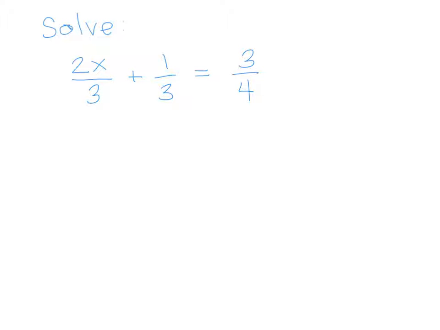Typically what I like to do is eliminate the fractions. So you want to look at the 3 denominators. In the denominators you have the number 3 and the number 4. You want to find a good least common multiple or least common denominator. So what number do 3 and 4 both go into nicely? Well, they both go into 12 nicely.